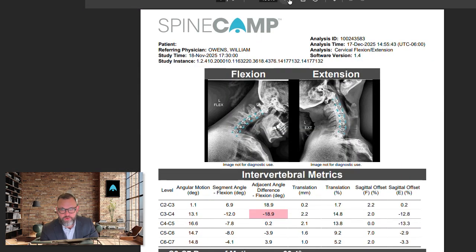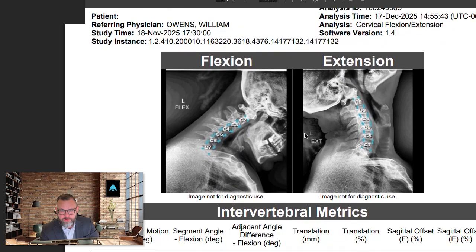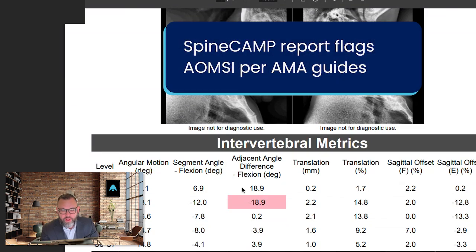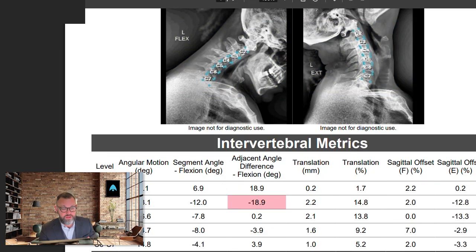Now, when we take a look at the report, this is where it sort of gets interesting. And what's really nice and what I like about this as a decision support tool is when I'm in a hurry and I don't have a lot of time to go through everything that I just showed you, SpineCAMP will actually highlight in red the areas of the spine that are beyond AMA limitations, right? So anything that is an AOMSI threshold or greater will be flagged in red. And in this case, we see that the movement of C3 on C4 was flagged as excessive motion.